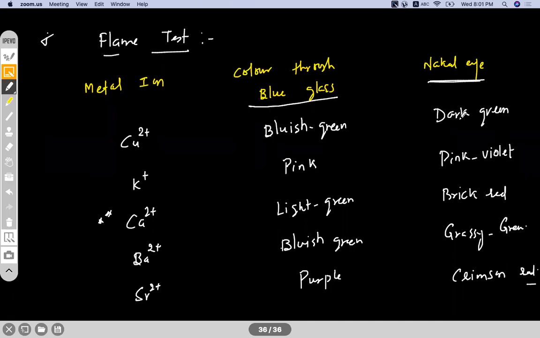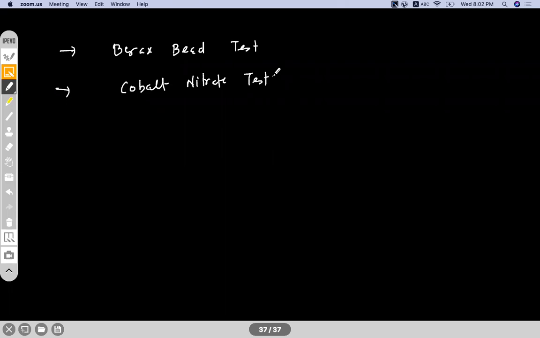Understood? There are two more tests that I think you need to do. In all these tests, you need to know the color of the complex that you get. I'll write down the tests here. You can go through them on your own, but we have done enough in this chapter. One test you must do is the borax bead test. I wanted to do 3-4 tests, but we do not have time now. The colors you need to memorize here. One more is the cobalt nitrate test. Till now, the important ones are the flame test and borax bead; they have asked questions on these before. And the last one is the microcosmic salt bead test.